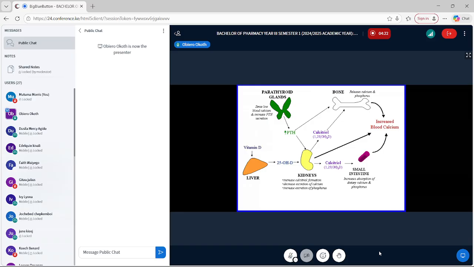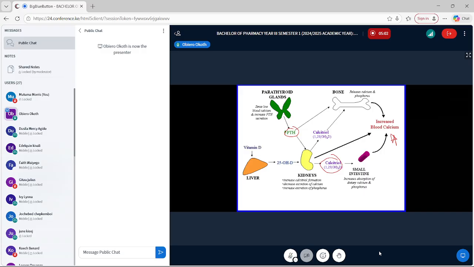calcitriol also increases calcium intestinal absorption of calcium. The net effect is that PTH and calcitriol increase calcium. Net effect is calcitriol, vitamin D and PTH normally increase calcium, either by increasing release of calcium and phosphorus or increasing the absorption of calcium and phosphorus in the kidneys. Sorry, from the intestine.